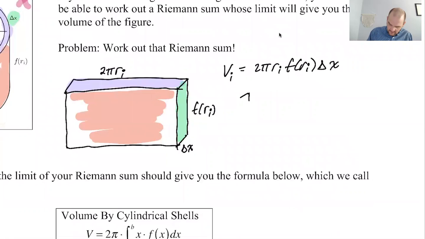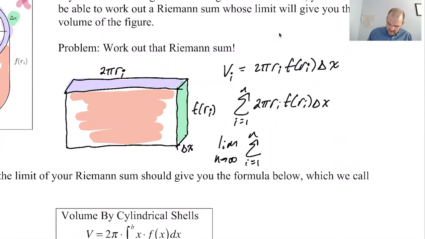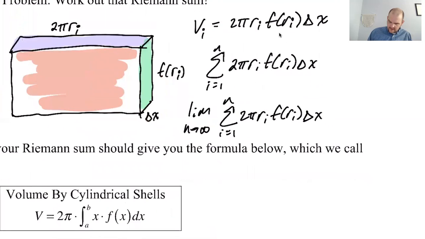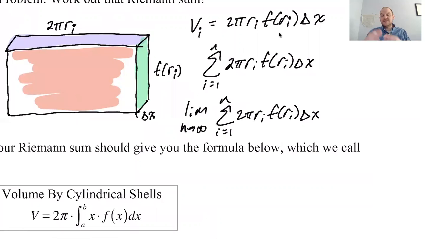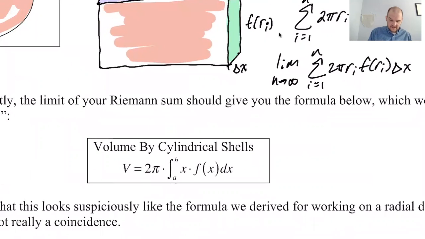We want to add all of them up. So we'll go from 1 to n of 2 pi r sub i f of r sub i delta x. And then we want to go to infinity. We want to take an infinite number of them. So we'll let n approach infinity of this 2 pi r sub i f of r sub i delta x. And when we take that limit, we end up with this. This is our formula for volumes by cylindrical shells.